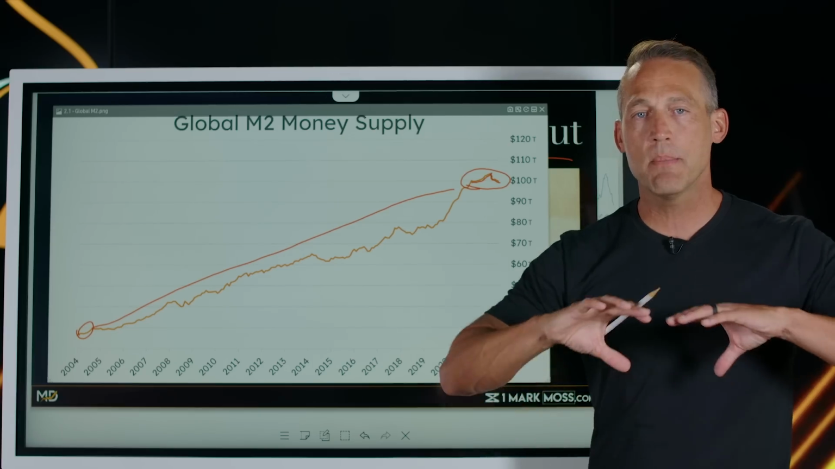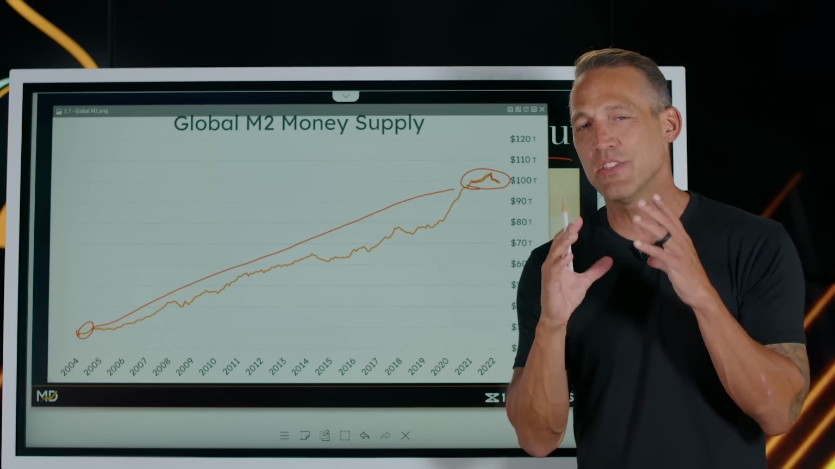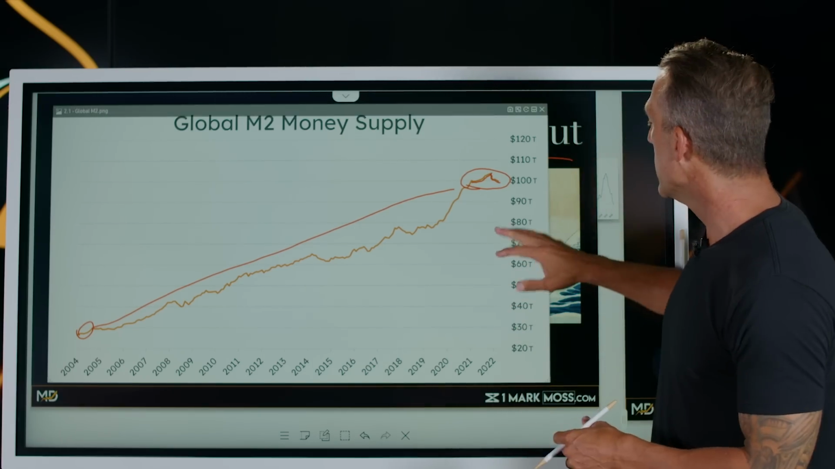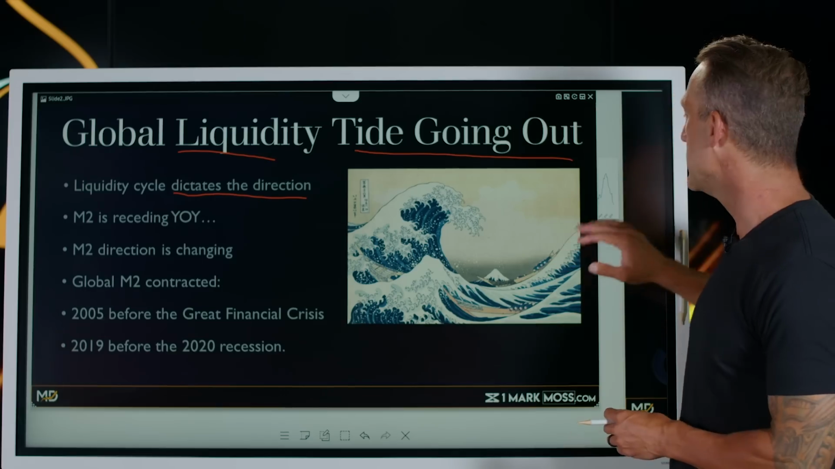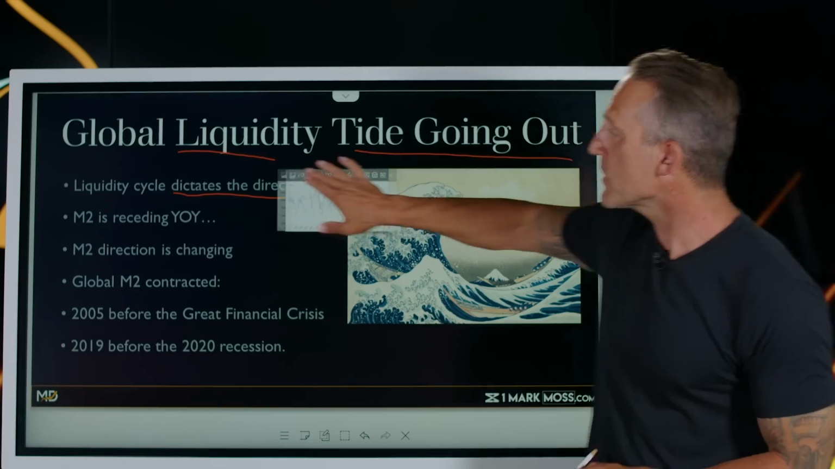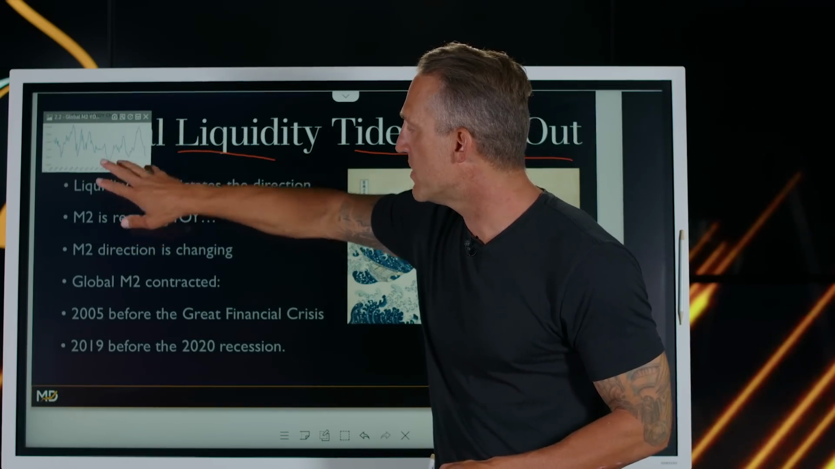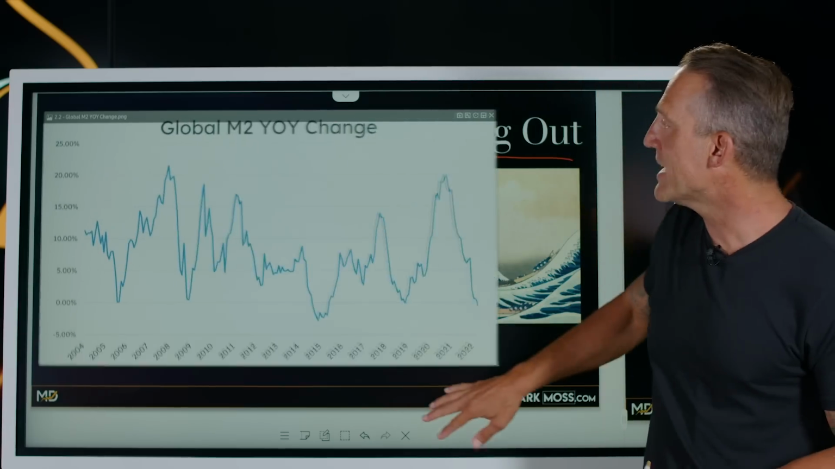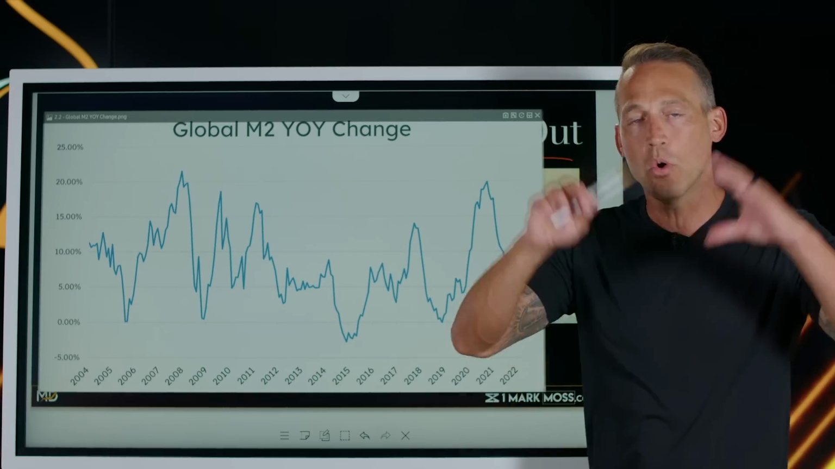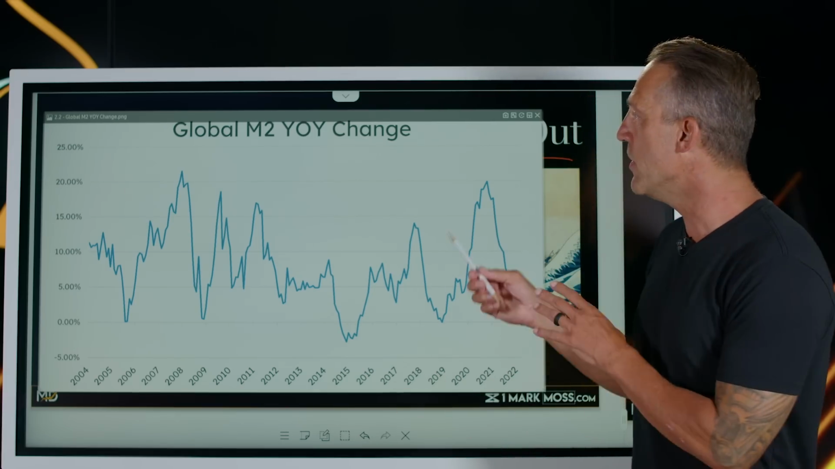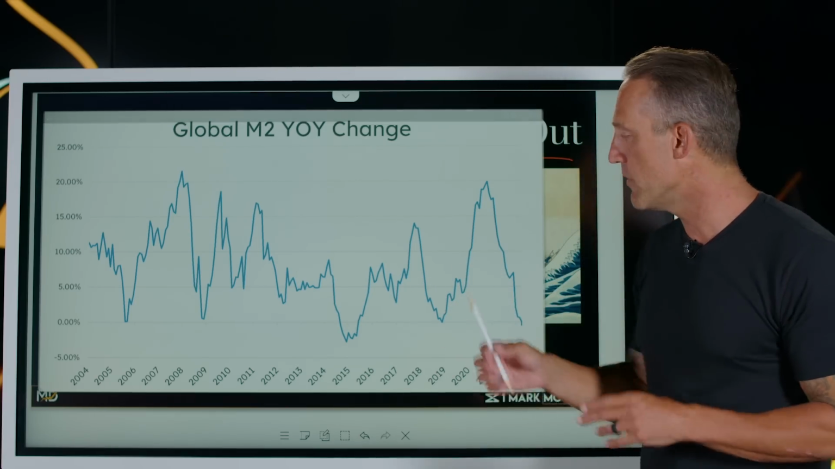So we want to see the amount of money, but we also want to see the direction that the liquidity is going in. So we can see that the liquidity is going down right now. What we can see is that while that's receding, the direction is also changing. So while the total supply is going down, this shows the change, the year-over-year change.